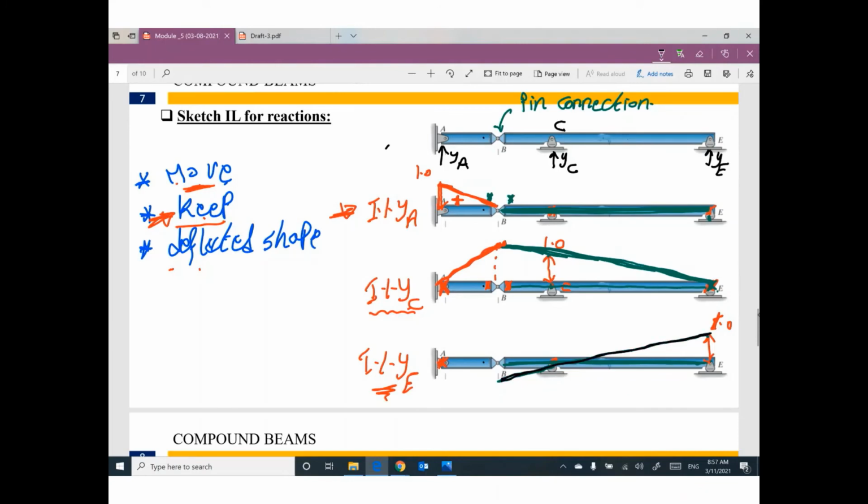Do you agree? Because this side of the connection moved down, the other side of the connection must follow. So the new shape will be like this: positive, negative. This one is positive, this one is positive. This can be called influence line for YE.